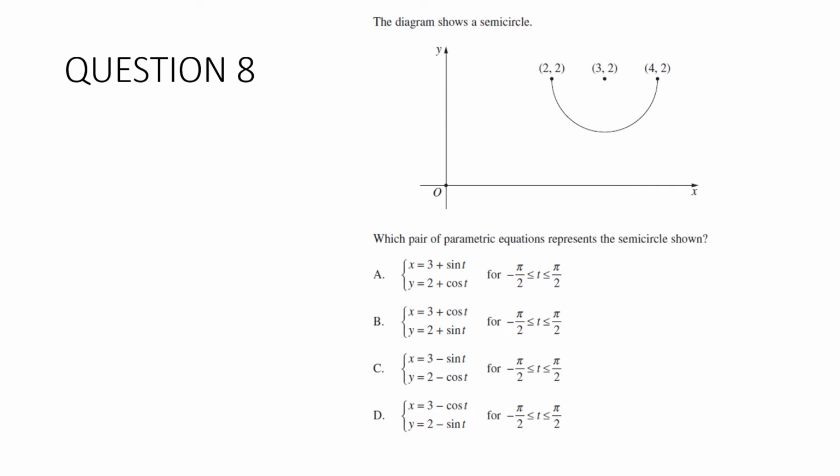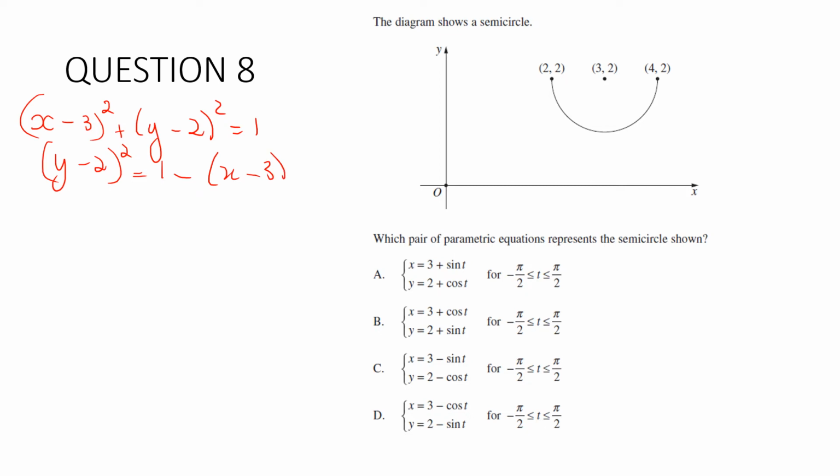Question 8. The diagram shows a semicircle. Which pair of parametric equations represents the semicircle shown? So we start by forming the Cartesian equation. (x - 3)² + (y - 2)² = 1. And making y the subject, 1 - (x - 3)².